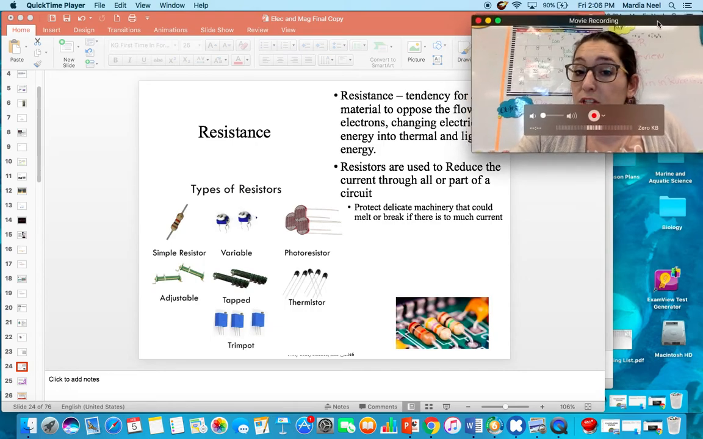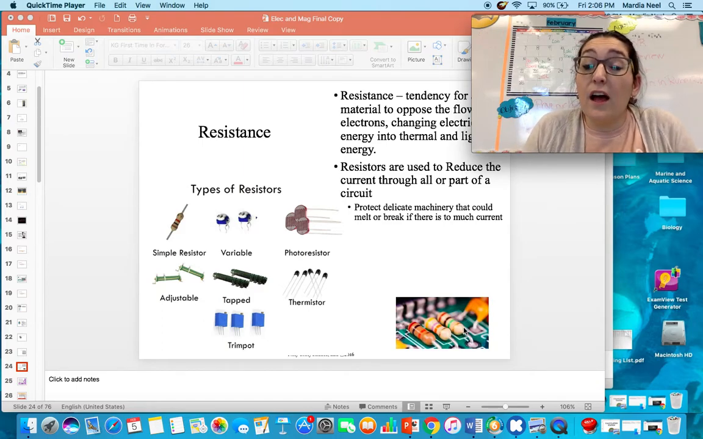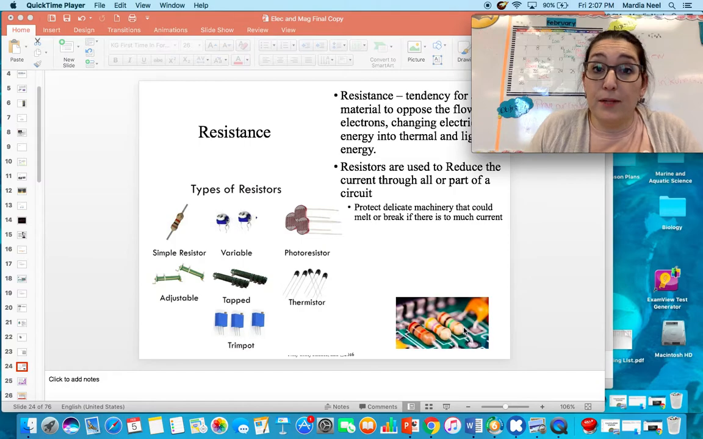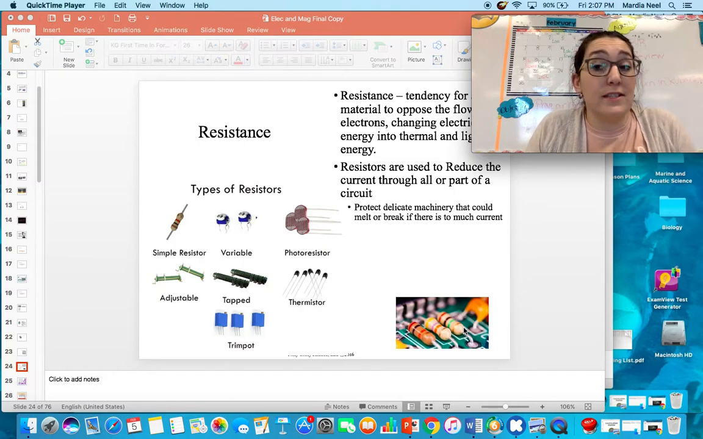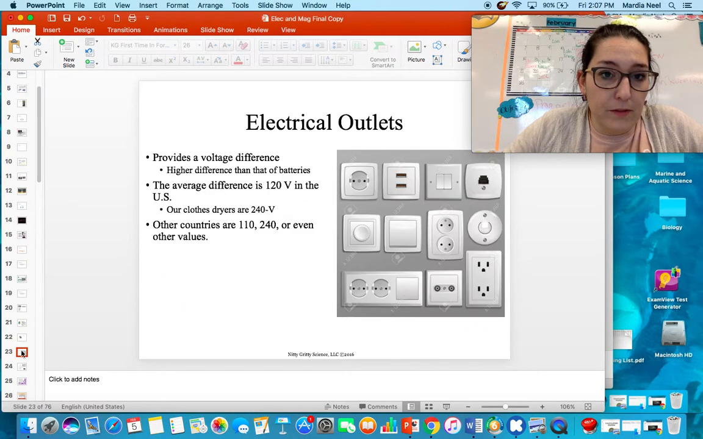We use resistors to reduce the current through parts of circuits. A lot of times they're used in delicate machinery. If you see these green circuit boards down here, you see resistors in those a ton of times, because the machinery is delicate, and if you put too much of an electric charge through it, you're going to break the machinery. So we're going to see these in computers and phones, VCRs, DVD players. Anything that has a circuit board is going to have a resistor of some kind in it to step that energy down.